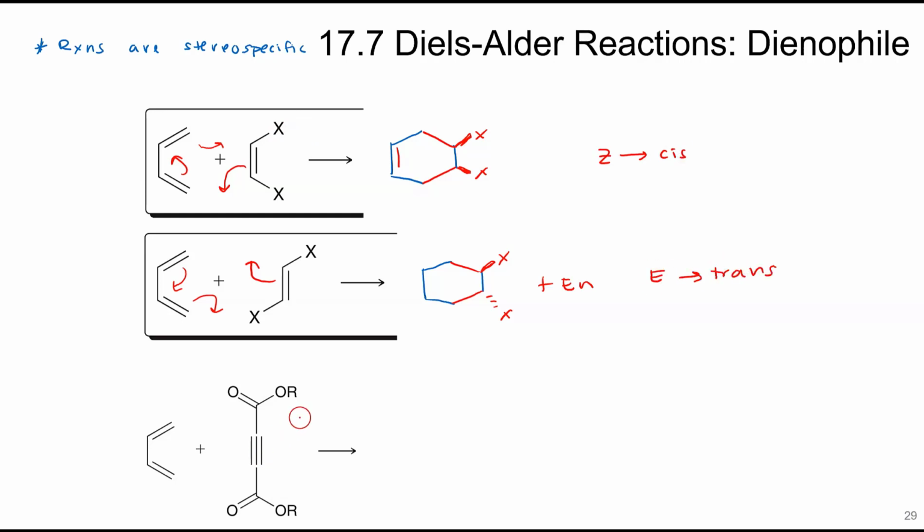We can also use an alkyne as a dienophile. The reaction mechanism is exactly the same. We took one of these electrons to form a new sigma bond. This forms a pi bond, and then we get another sigma bond, and this alkene is left. So we end up with a cyclohexadiene.